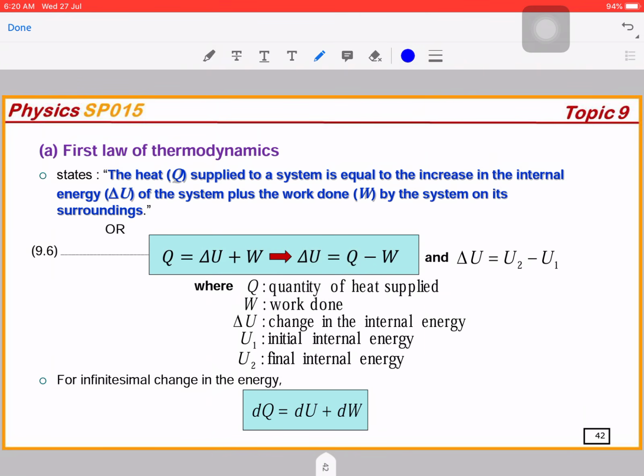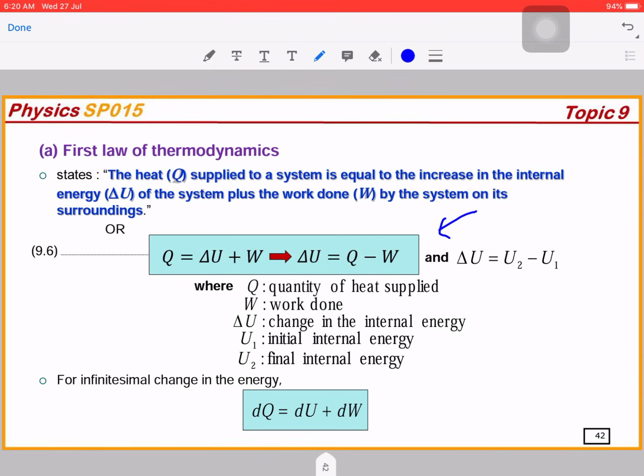Next, the first law of thermodynamics. The first law states that the heat Q supplied to a system is equal to the increase in the internal energy delta U of the system plus the work done W by the system on its surroundings. We can also say Q equals delta U plus W, or delta U is Q minus W. This is a very important equation because you are going to use it a lot in this chapter.